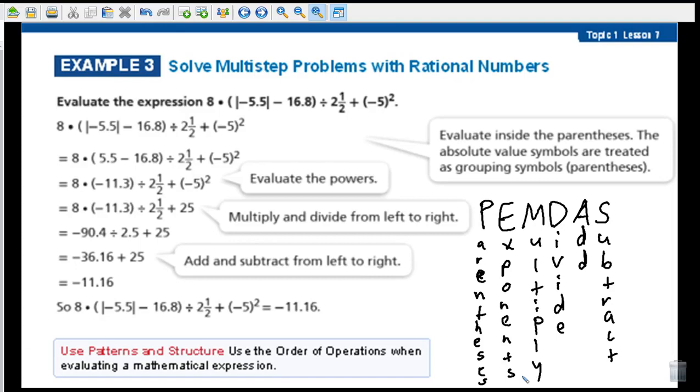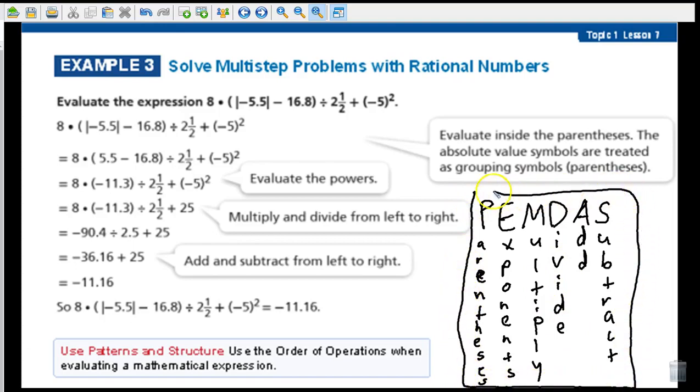Okay? So this is PEMDAS. Parentheses, exponents, multiply or divide, whichever one comes first from left to right. So multiply or divide from left to right. And then add or subtract from left to right, whichever one comes first.